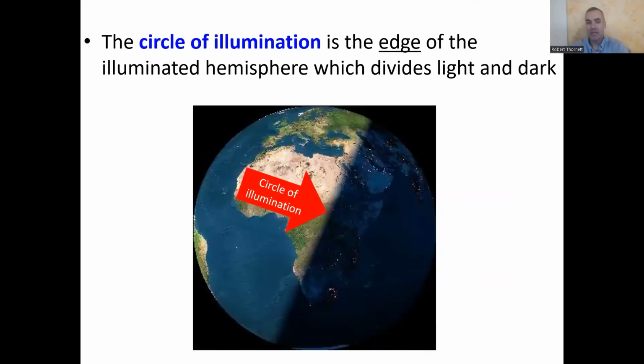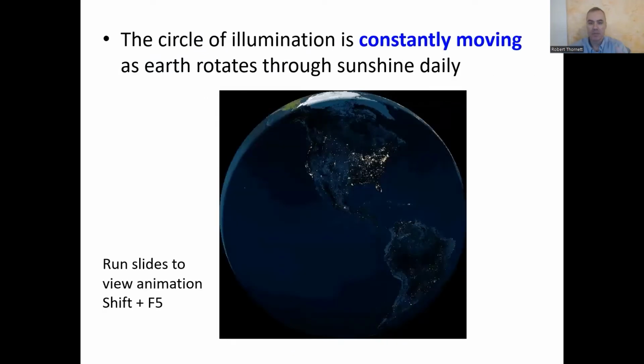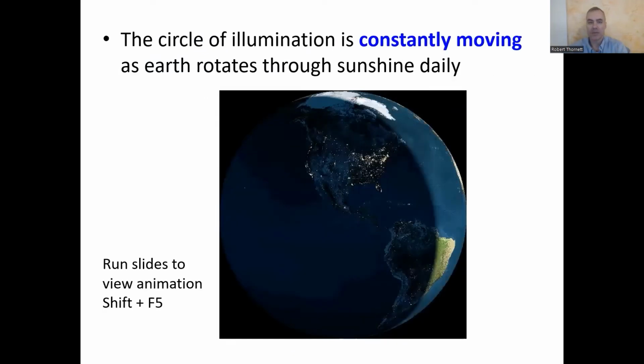And that line has a name. It's called the circle of illumination. It's the edge where the illuminated hemisphere becomes the darkened hemisphere. It divides the light and dark hemispheres. You can't see that edge from the ground because it's too big, it's too fuzzy. But if it crosses over you, it means that night is coming or day is coming.